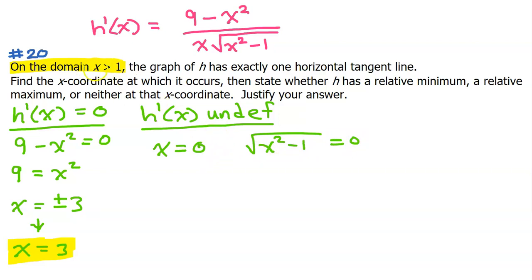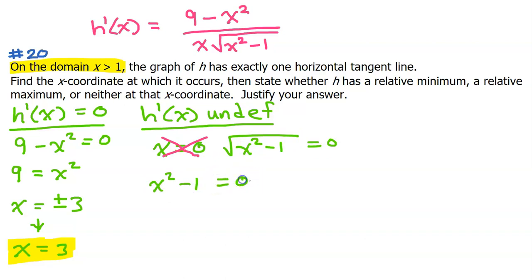But again, we have this restricted domain, x is greater than 1. So that means we will forget about x is equal to 0. That's not an option. So we're left with this part. If you square both sides, right away the radical goes away. So really we just have x squared minus 1 must equal 0. Adding 1 to both sides, we have x squared is equal to 1. And taking the square root of both sides, we have x is equal to plus or minus 1.